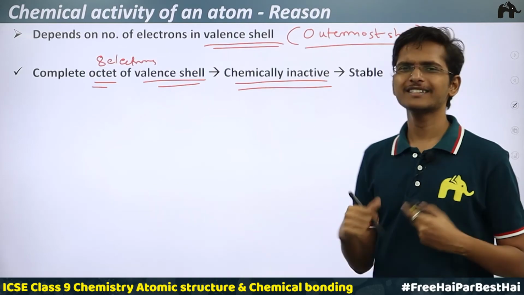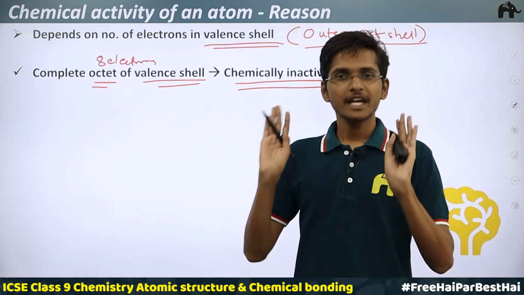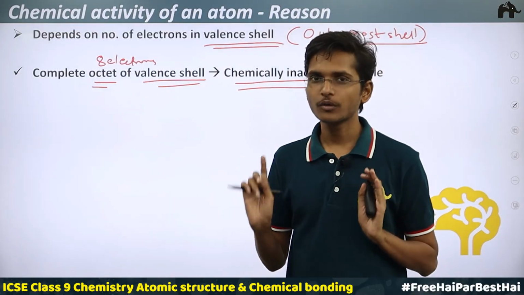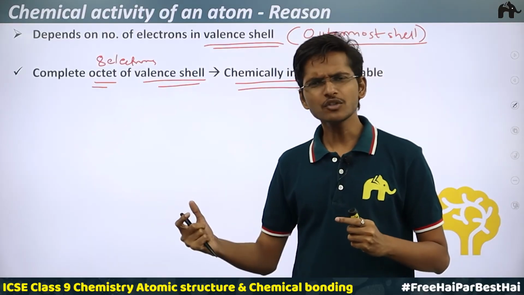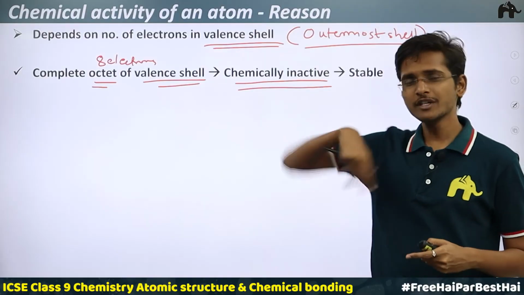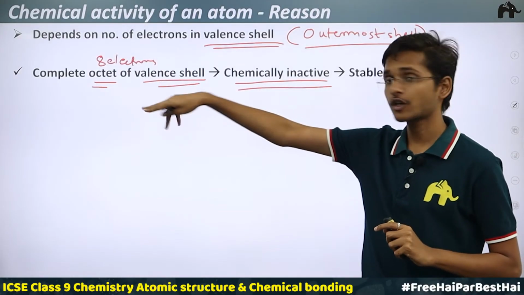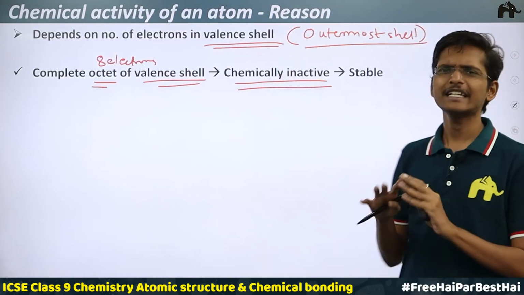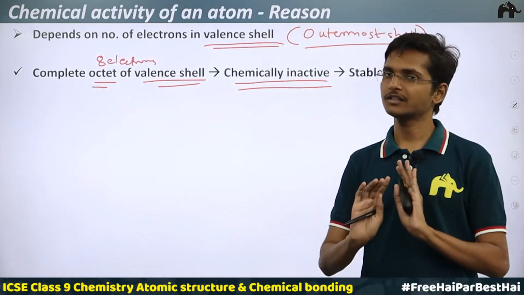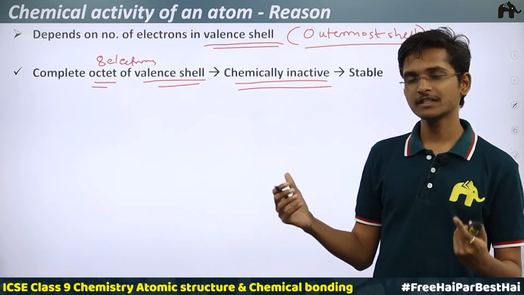When we say it is chemically inactive, see, it's a simple logic of nature. Every single thing in this world wants stability. So our atoms also want stability. But now see, which atoms are stable? You need to remember from this point that those atoms having 8 electrons in their outermost shell are inactive. They tend to be quiet and have saint-like behavior.